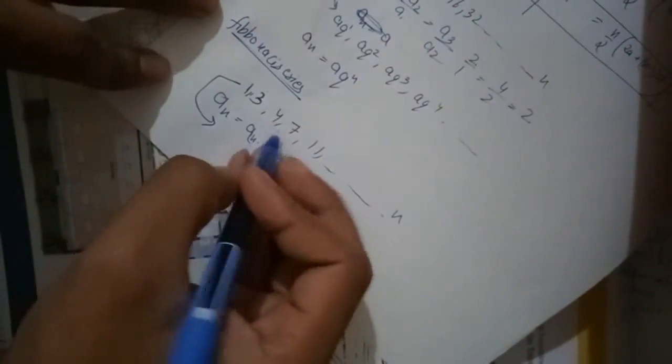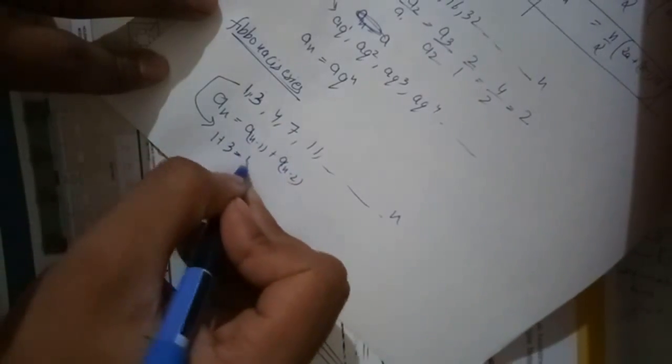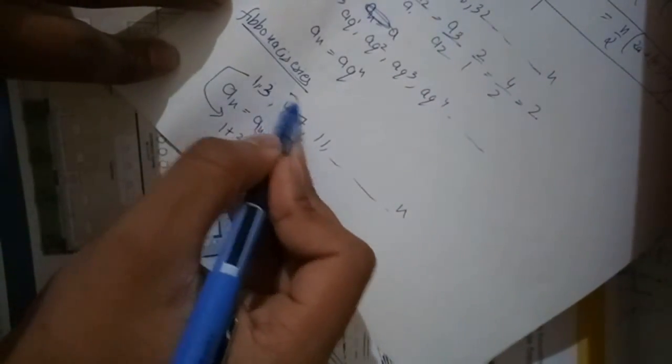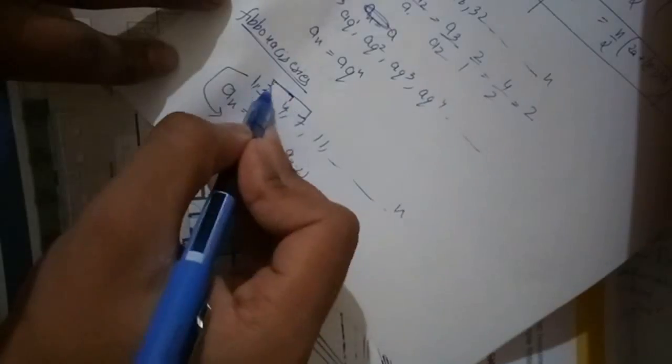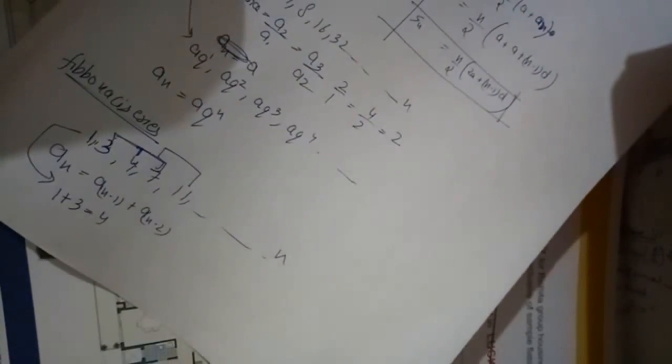In this case, 1 plus 3 equal to 4, 3 plus 4 equal to 7, and 4 plus 7 equal to 11. This is the Fibonacci series. Okay, now in aptitude we will discuss some log rules.